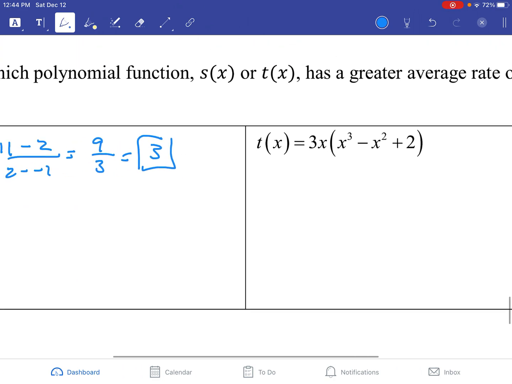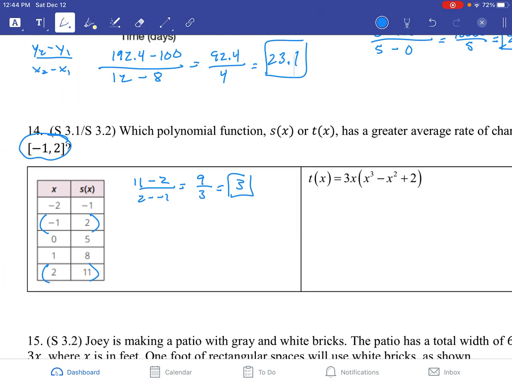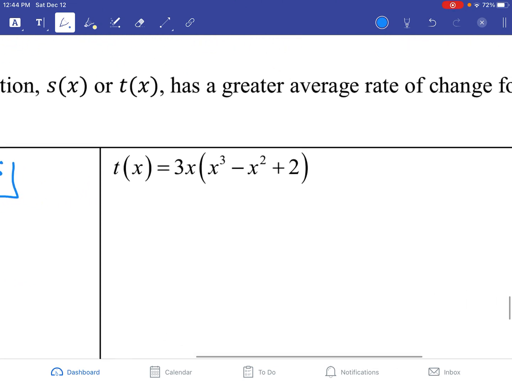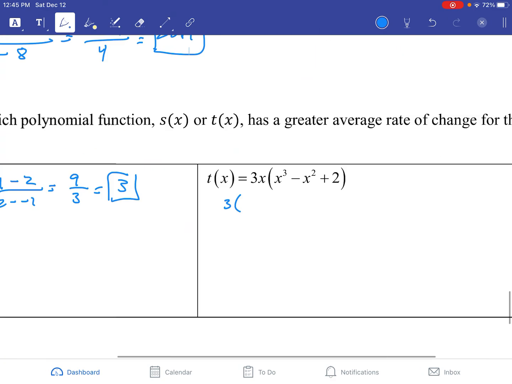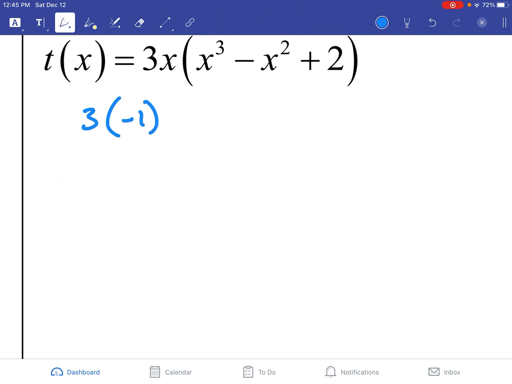Now for the other part, it's a little bit more complicated because you're not given a table, you're not even given points. Well, what you can do is put the values that were given for the interval, -1 and 2, into the equation to find the points. So we're going to write them down. So we have 3, it's -1, right? Yep. So -1, and then -1 cubed minus -1 squared plus 2.